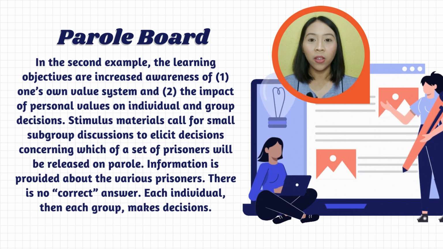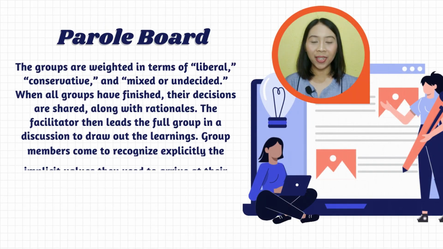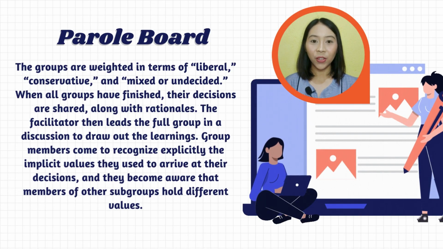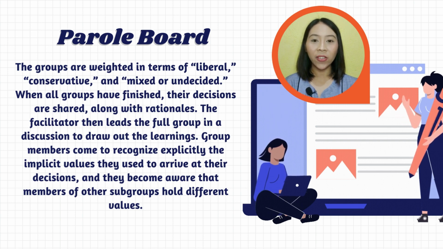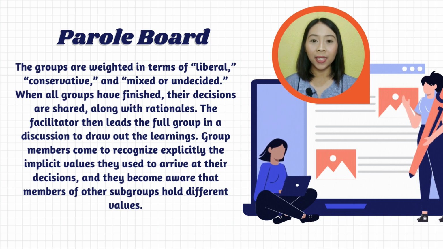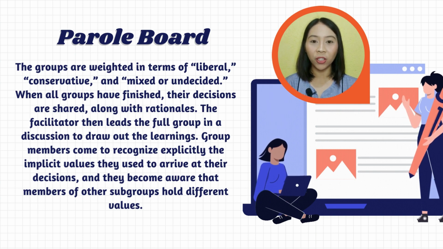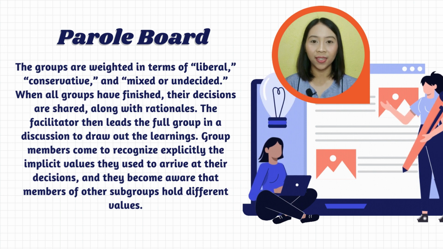Each individual, then each group, makes decisions. The groups are weighted in terms of liberal, conservative, and mixed or undecided. When all groups have finished, their decisions are shared along with rationales. The facilitator then takes the full group in a discussion to draw out the learnings. Group members come to recognize explicitly the implicit values they used to arrive at their decisions, and they become aware that members of other subgroups hold different values.